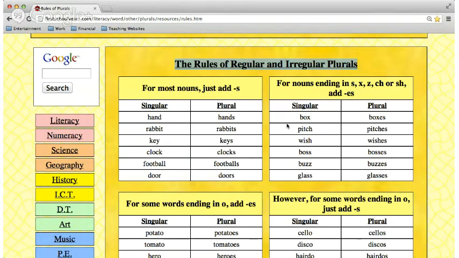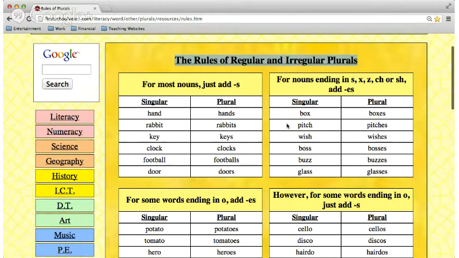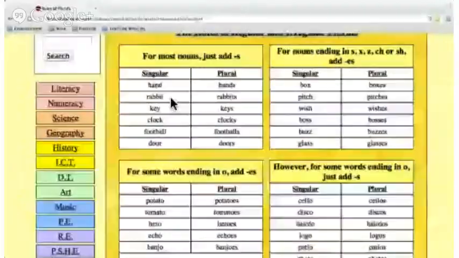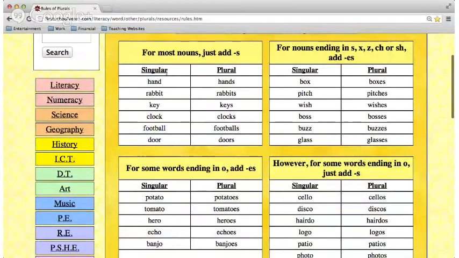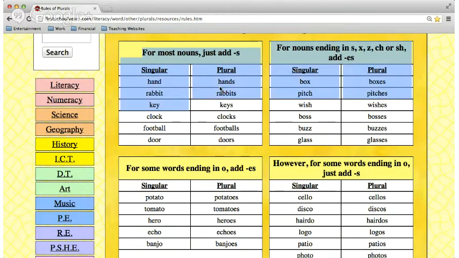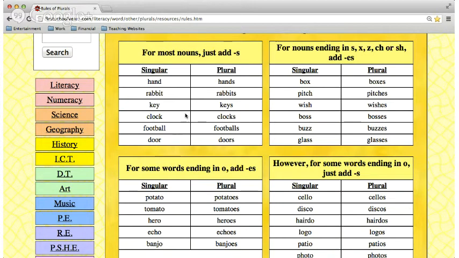All right, so let's take a look here at our first box. This is pretty simple. Go ahead and read through this table. For most nouns, just add S. Singular, hen, plural, hens. Rabbit, rabbits. Key, keys. Clock, clocks. Football, footballs. Door, doors. All right, very good.